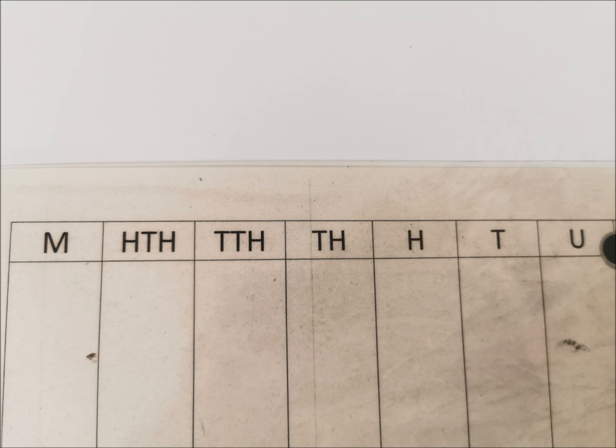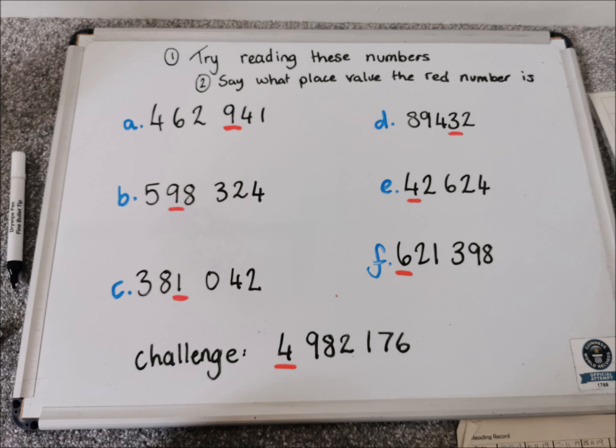If you want a wee challenge just now, I have put up 6 questions here plus a wee challenge down the bottom. So the tasks, try reading these numbers first of all, just saying them out loud, because that can sometimes be a challenge in itself. And then the second task for these questions, I've said say what place value the red number is. So in each question I've underlined a number in red, so you just have to say, is it in the hundreds column, tens column, and maybe what it's worth as well. So if it's in the hundreds column, maybe it's 600 for example. The challenge at the bottom just takes it to that next level, including the millions, so take your time with that one if you are going on to that one.